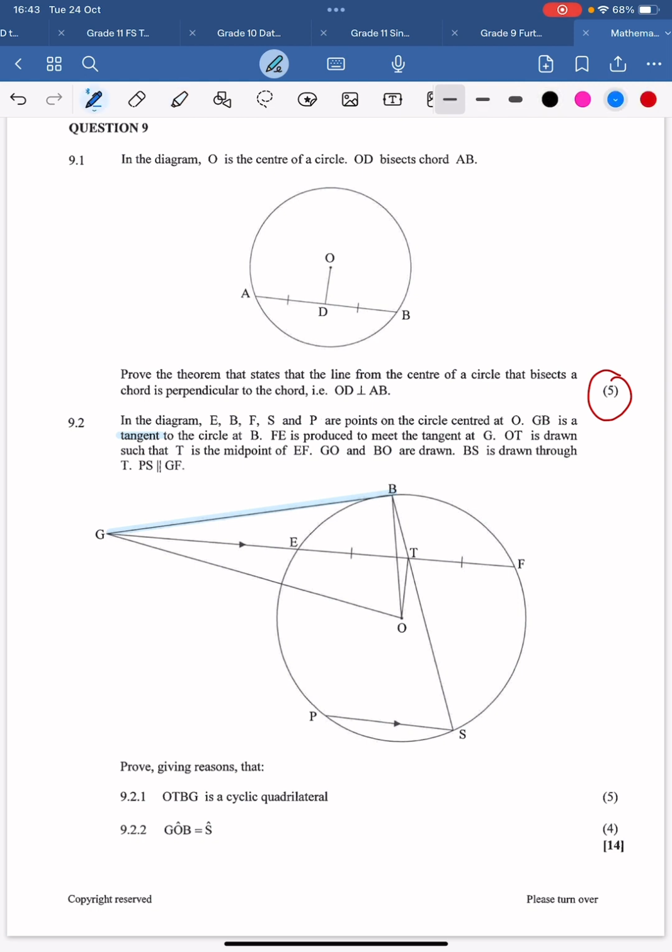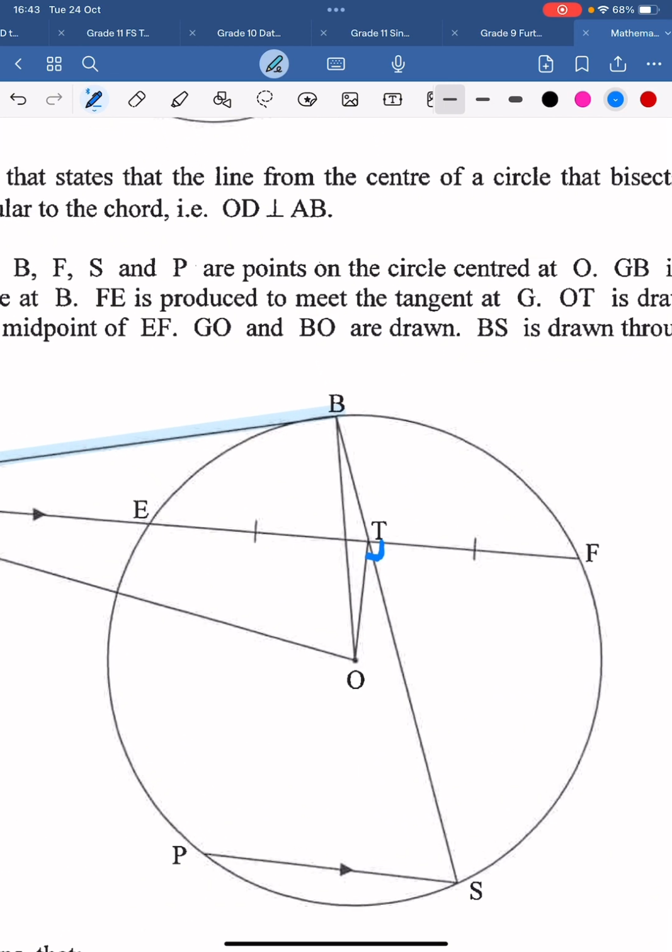We don't often work with the line from center to chord theorems, but I'm hoping that you remember that when you have a line from the center going to the midpoint of a chord, now EF is a chord, right? And T is the midpoint of EF. So OT goes from the center to the midpoint of that chord, then that line is actually perpendicular to the chord. So I'm going to fill that in straight away before I even read further. I'm going to remember that that is a 90-degree angle, and then on the other side it's also 90 degrees.